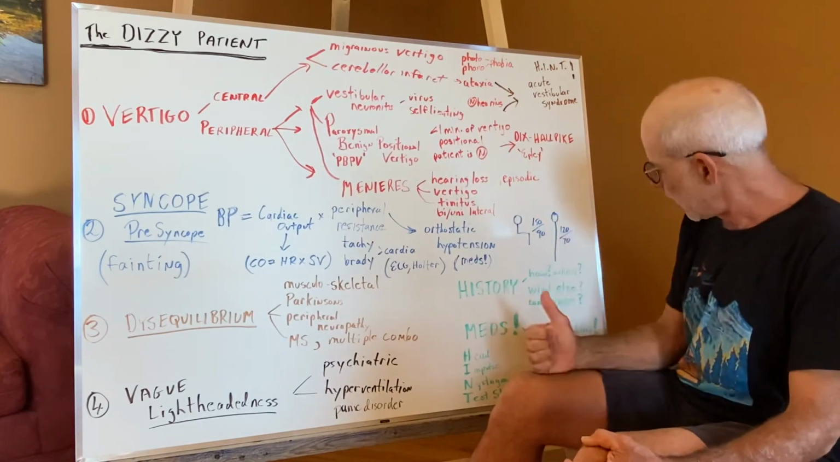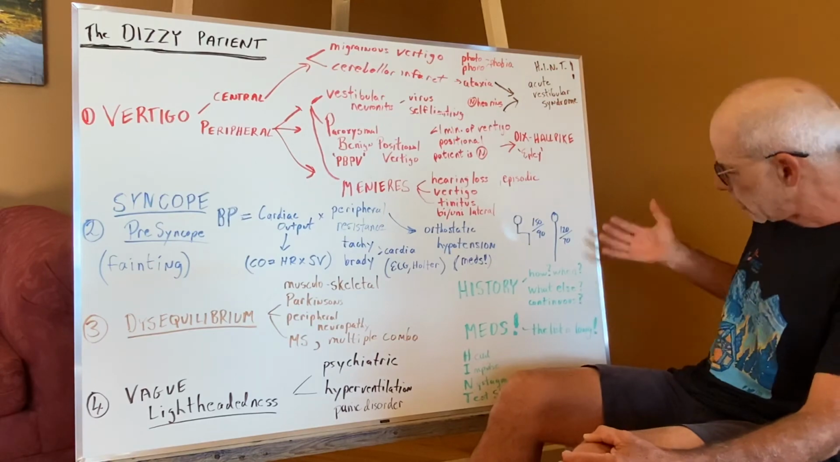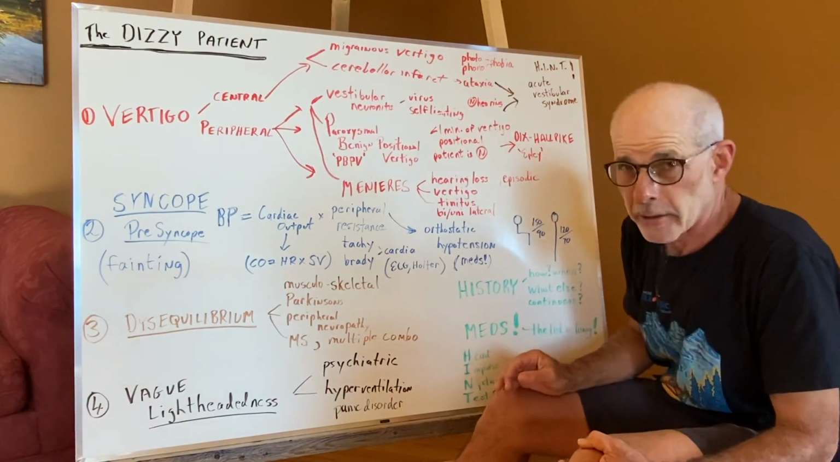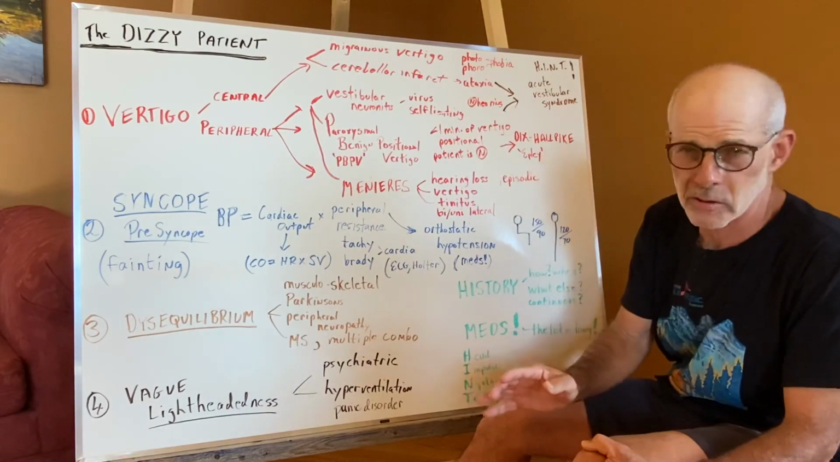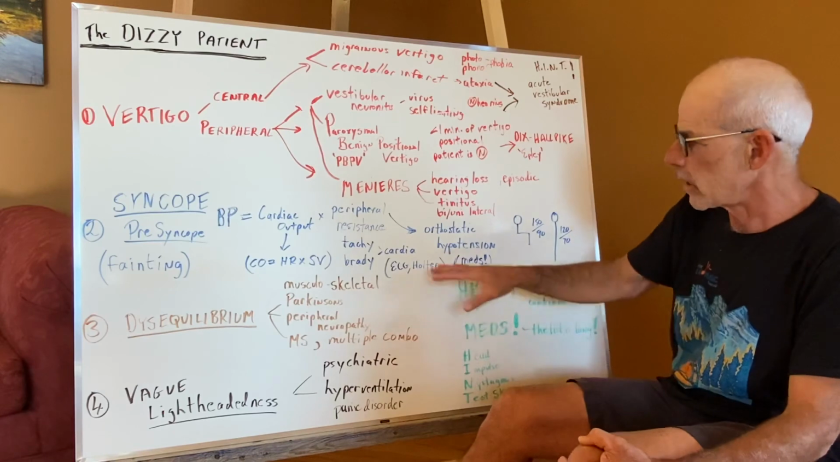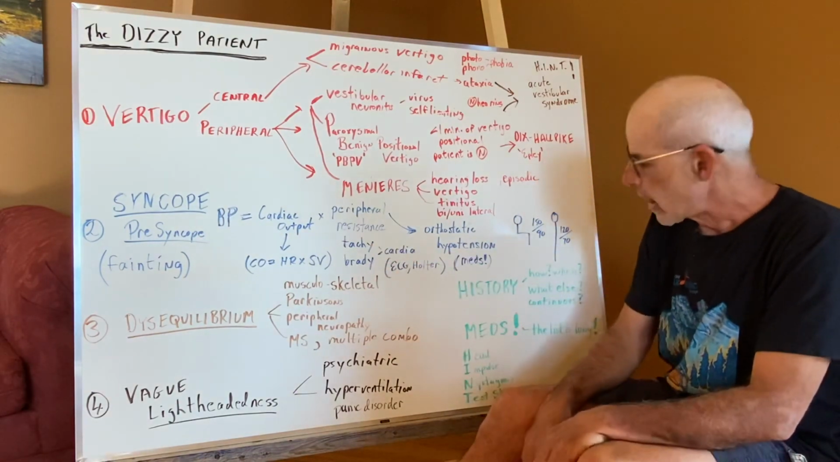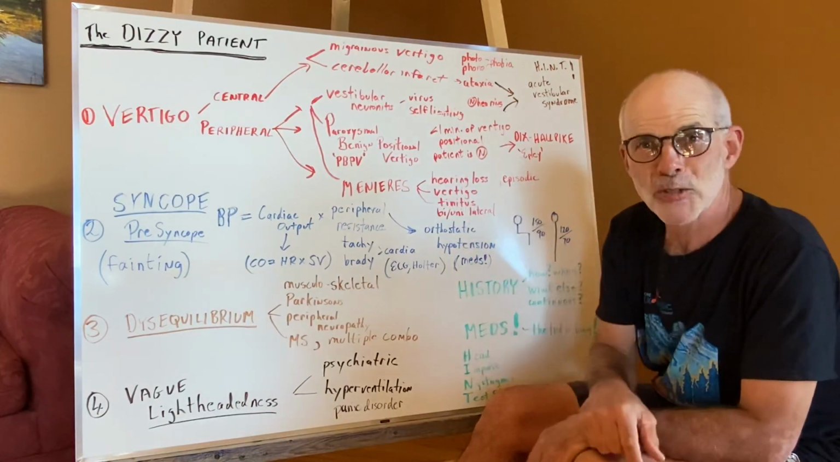So get your history, how, when, what makes it worse. Is it continuous versus episodic? Be sure to get all the medications when you do your history. Medications routinely cause either orthostatic hypotension or some disequilibrium issue. And then make your diagnosis and treat the patient appropriately.